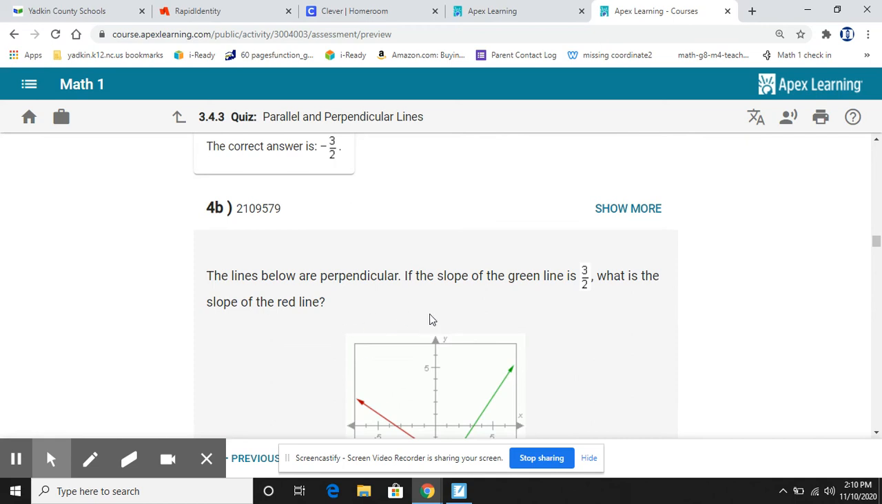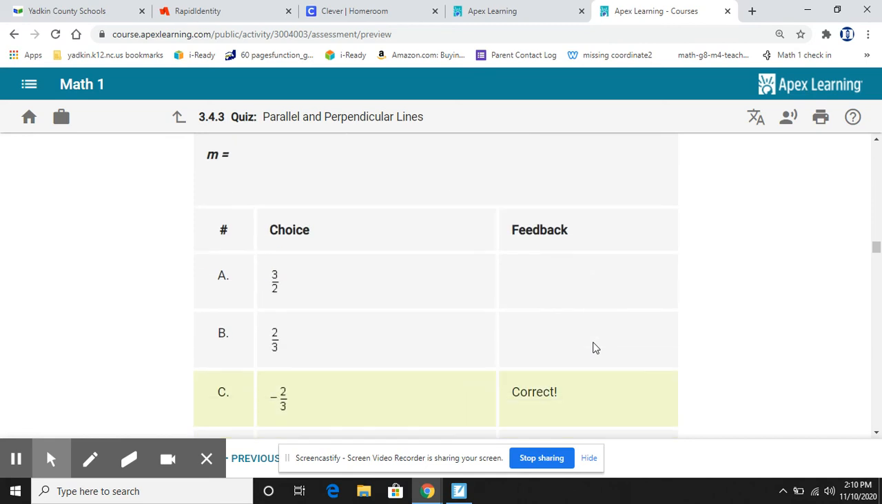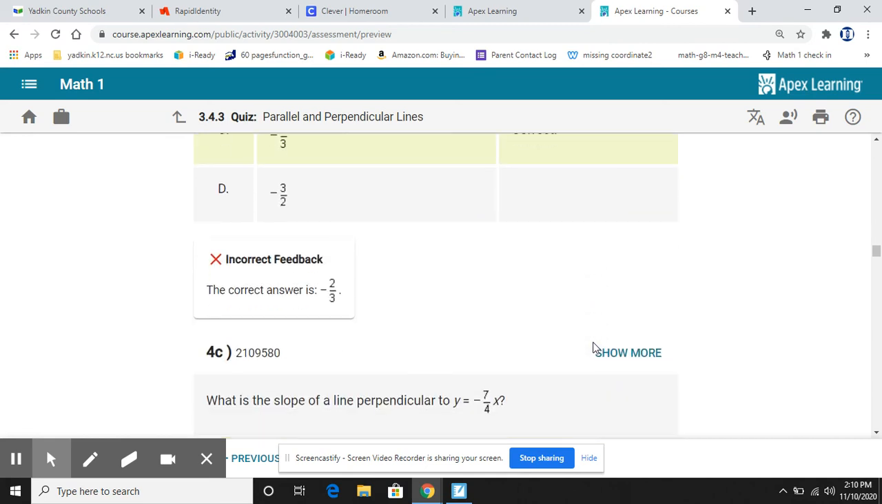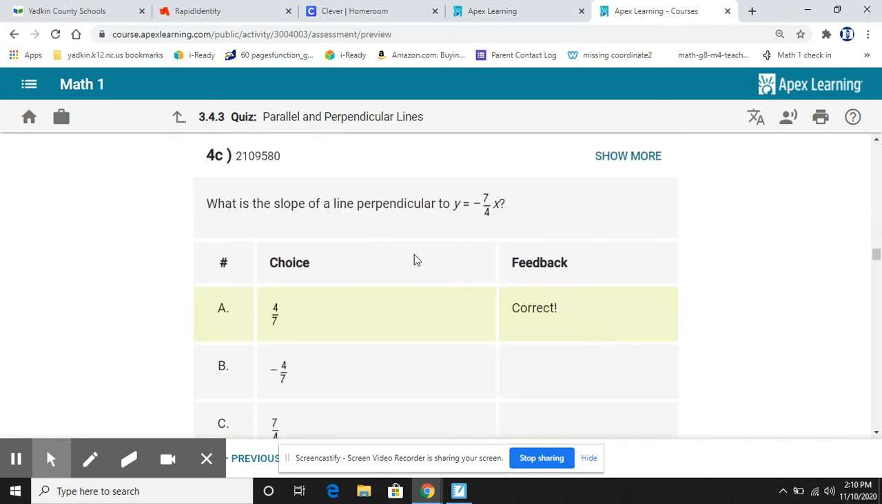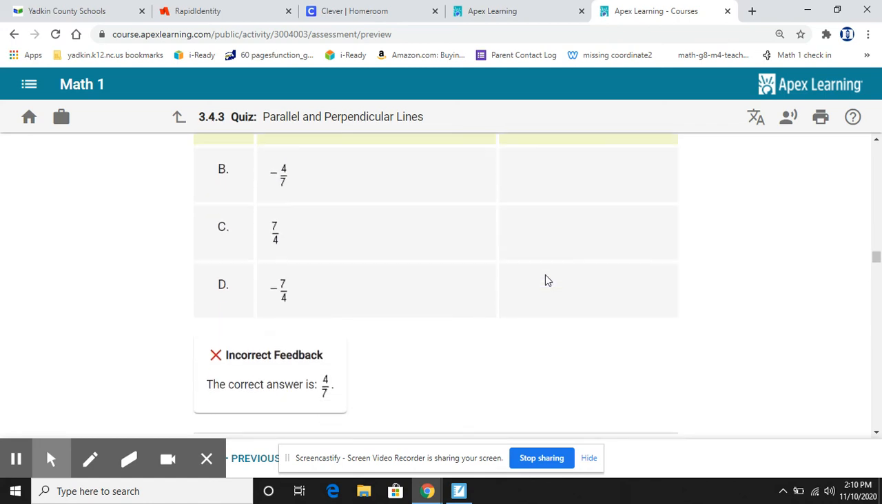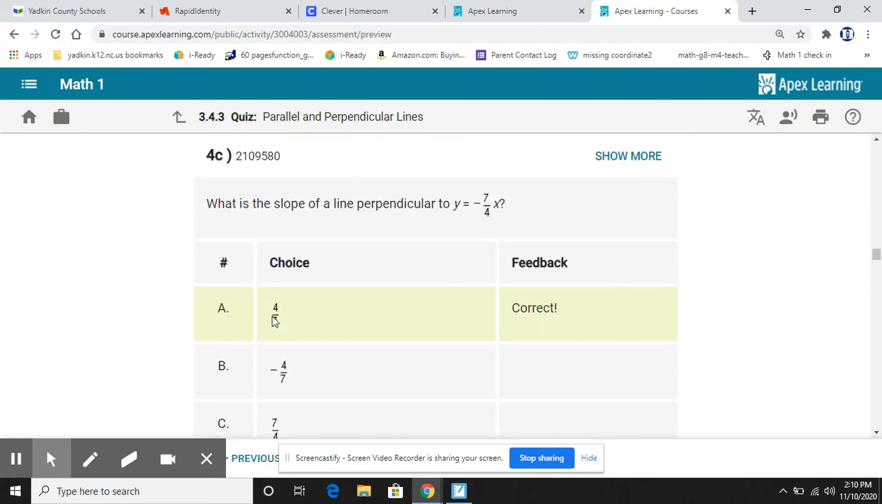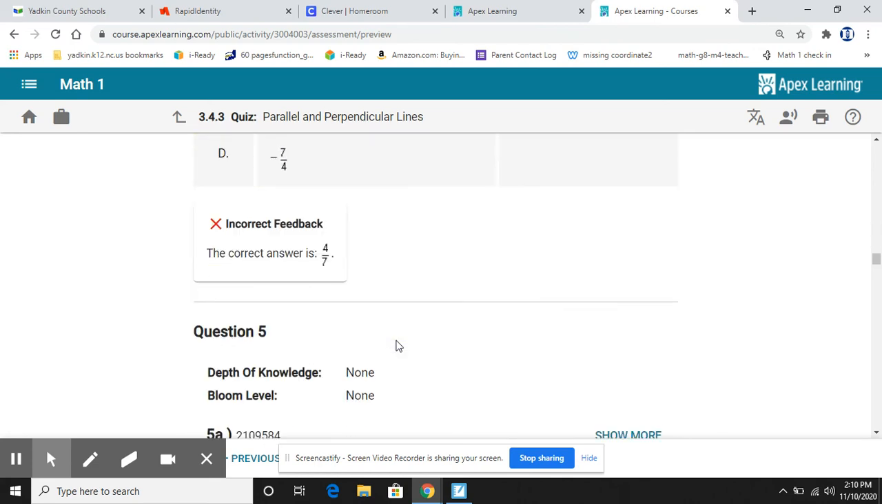The lines below are perpendicular. If the slope of the green line is 3/2, what's the slope of the red line? Negative 2/3. They're negative reciprocals because they are perpendicular. What is the slope of a line perpendicular to y equals negative 7/4 x? Opposite reciprocal or negative reciprocal is 4/7.